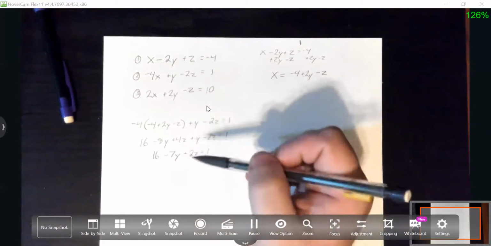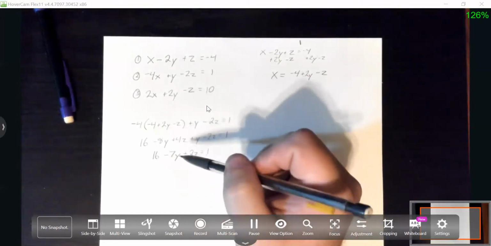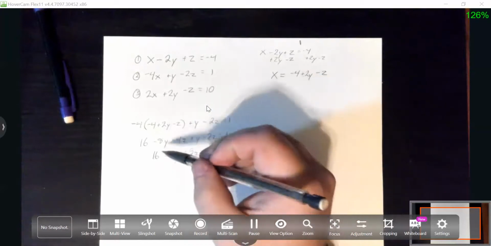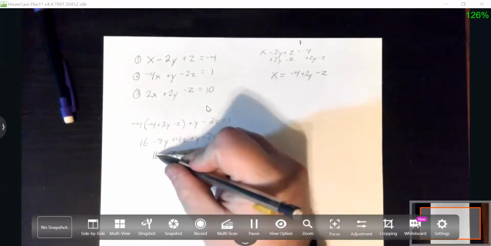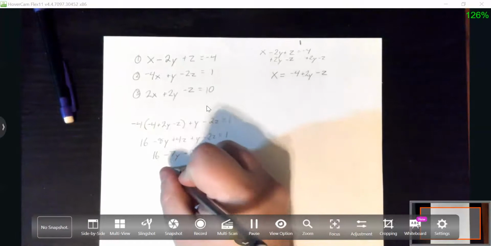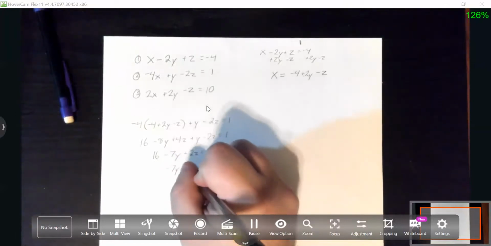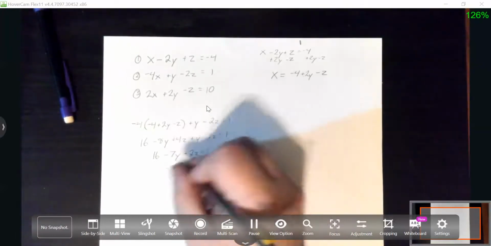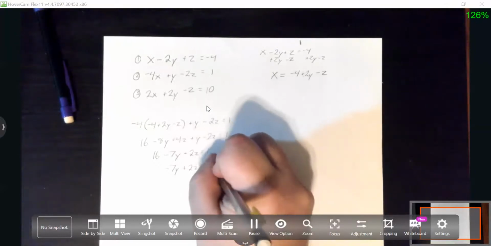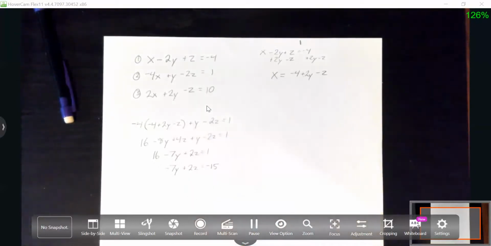And this is where it gets really easy to make mistakes. You've got to pay attention as you go along. And finally, to have this in standard form, I'm going to move the 16 over. So we have -7y plus 2z equals, if I subtract 16 from each side, -15. Okay, so we did that one.